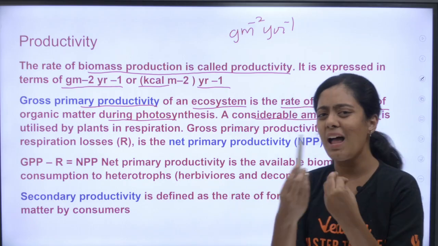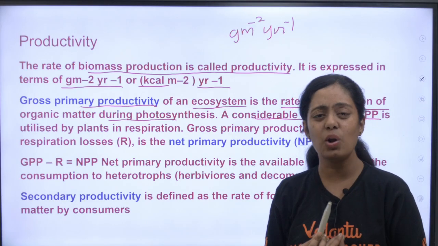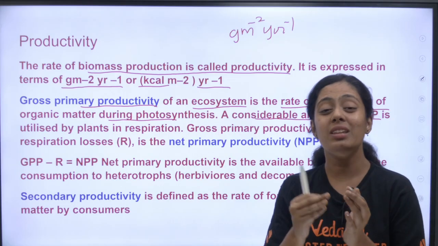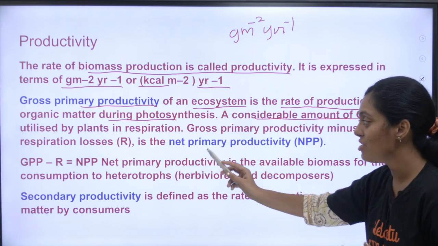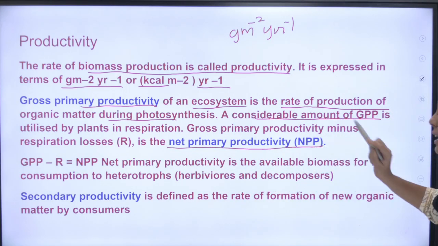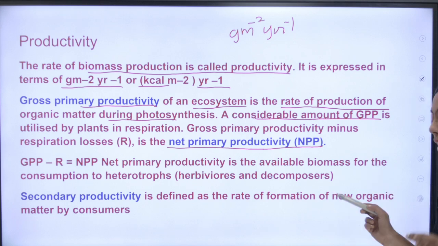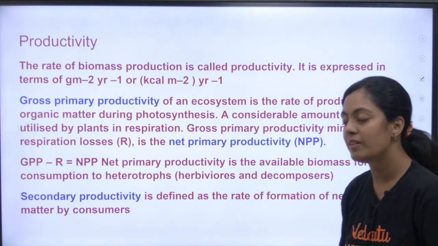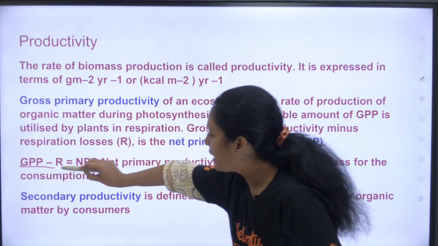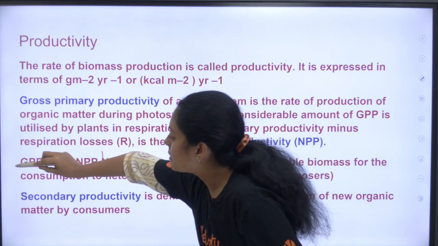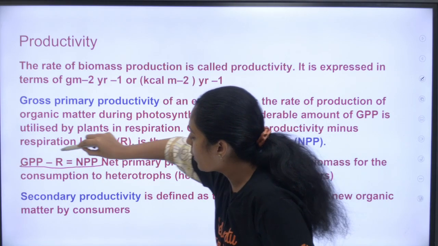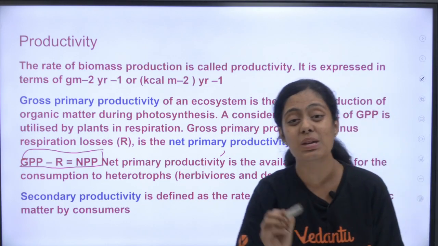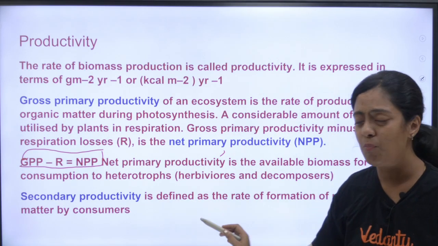A considerable amount of GPP is utilized by the plants in respiration. Okay, so the plants need some energy, yes or no? So they consume a little from the food they produce, right? So that is lost in the form of respiration, and that is what we call net primary productivity, pasangla. So how do you define net primary productivity? It is gross primary productivity minus respiration. Very, very important. Okay, so GPP minus R is equal to NPP. This is very, very important.